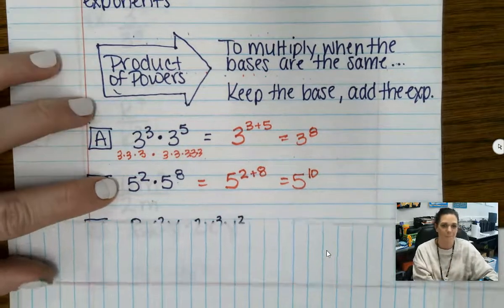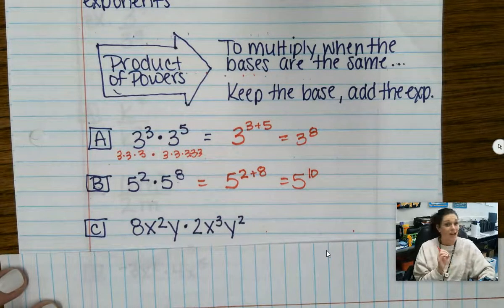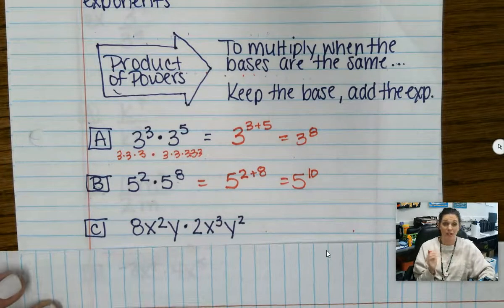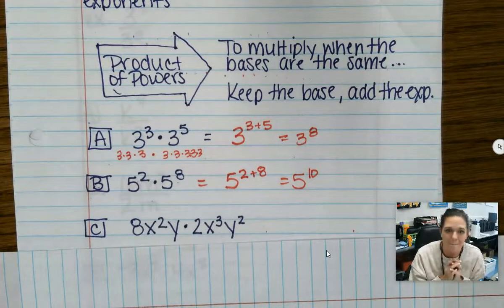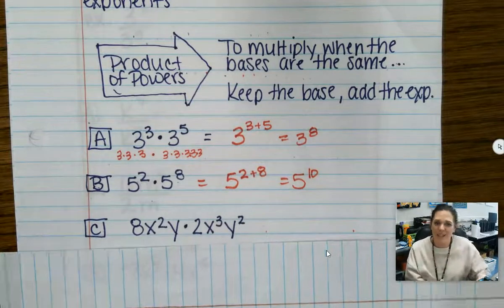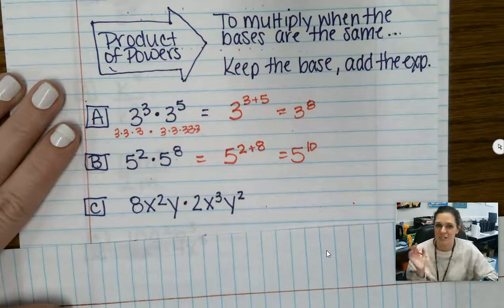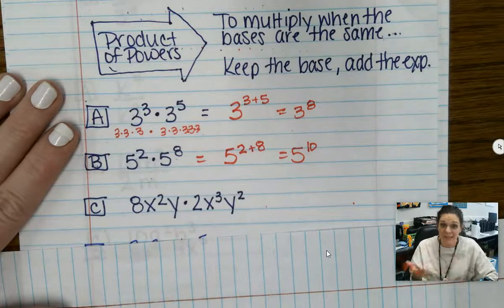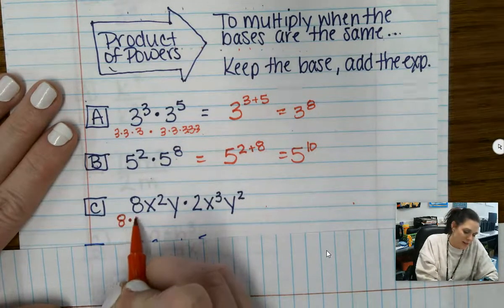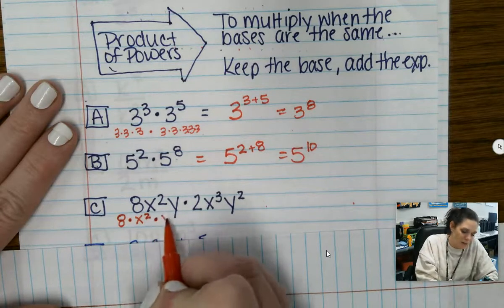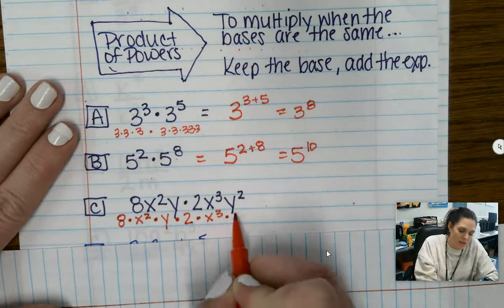Let's make it a little bit harder now. All right, we have 8x squared y times 2x cubed y squared. Give it a try if you think. All right, so what I like to do when I'm demonstrating this one is rewrite it, putting multiplication symbols between everything. Because when it's squished, that means to multiply, but sometimes our brain doesn't separate it. So this is saying 8 times x squared times y times 2 times x cubed times y squared.